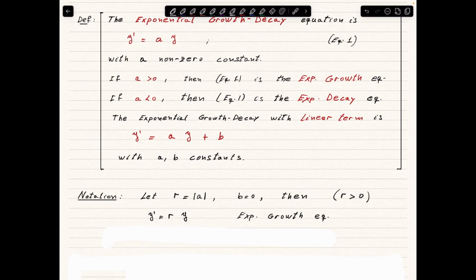And this is the exponential growth. And the exponential decay then is going to be negative R, so R is still positive, and this is going to be the exponential decay equation. It's nice to use the absolute value of A in the equation, because then you can see whether the equation has the negative sign or not. It's easy to see which equation we are talking about, exponential growth or exponential decay, because of the negative sign.